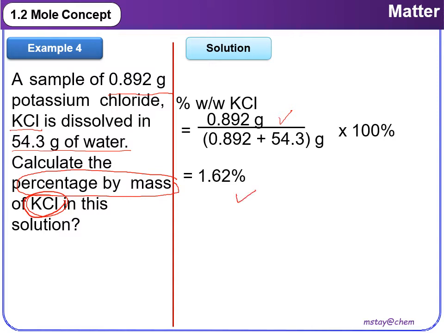So to keep in mind, the unit for the mass must be similar. Let's say gram and gram. So let's say in the question they give one in gram, one in kilogram. So you have to do unit conversion so that both of the units of the mass are similar.